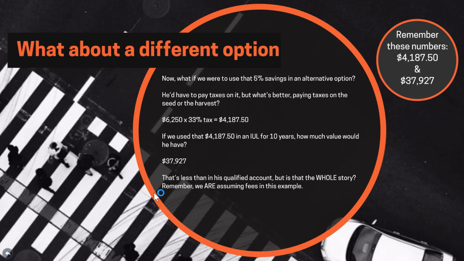But now let's look at if he were to do an alternative option. Let's say he paid taxes on that money today. Let's take that $6,250 and subtract taxes from it, and we get about $4,187. So you're already thinking, all right, he's going to be investing less, and so he's going to get less of a return. Well, over the course of that 10-year period, if we put it into the IUL, and there are fees in this, right? There are the administrative fees and the cost of insurance and all that. He's only got about $38,000 in that IUL. So immediately in your mind, you're thinking, why would we want to take something that's got less than half of the value compared to what that qualified account would be?